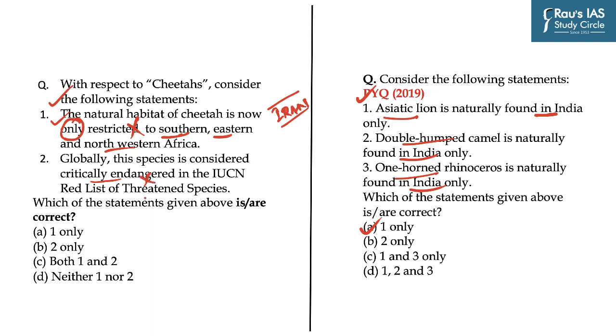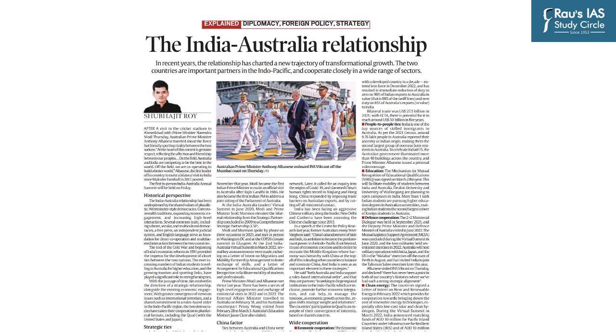Because globally, this species is considered vulnerable in the IUCN Red List of Threatened Species with a declining extant population, which is a current population of less than 7,000 individuals found primarily in savannas of Africa. And so, which of the statements given above are correct? The answer would be D, neither one nor two.